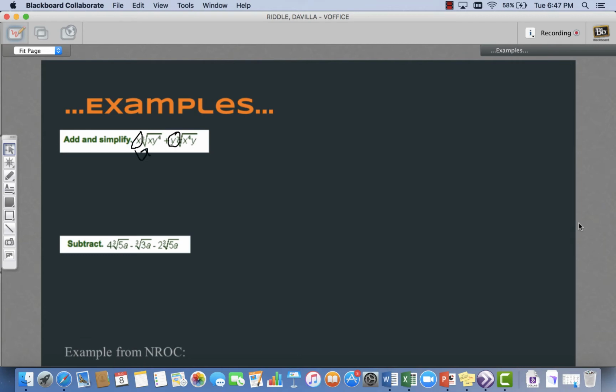and have this y to the third on the inside, and then it would look like x to the fourth, y to the fourth, plus x to the fourth, y to the fourth. And that is actually incorrect here.